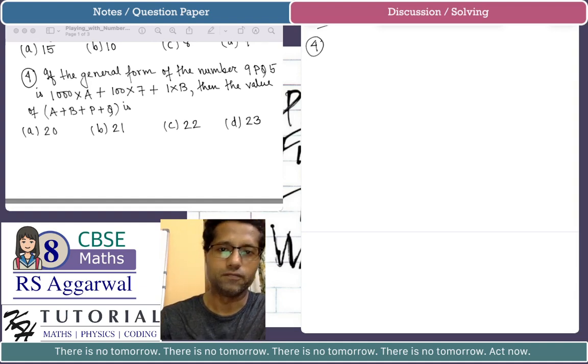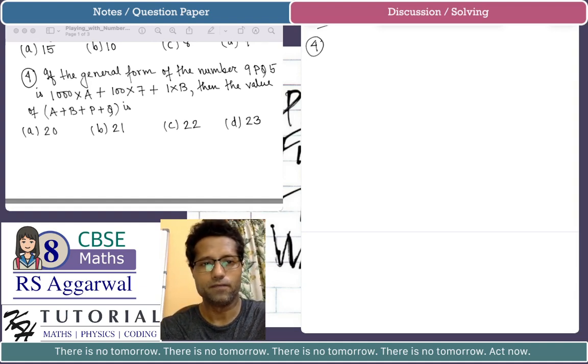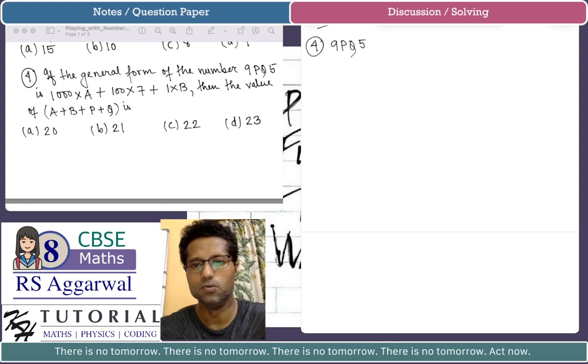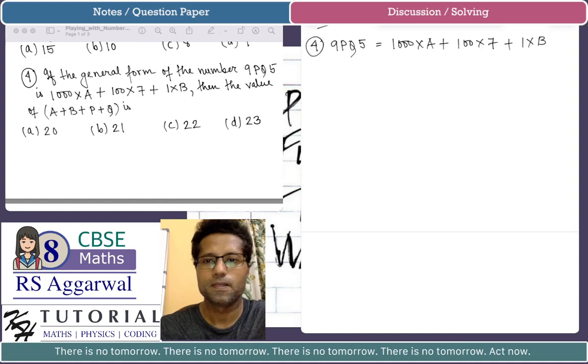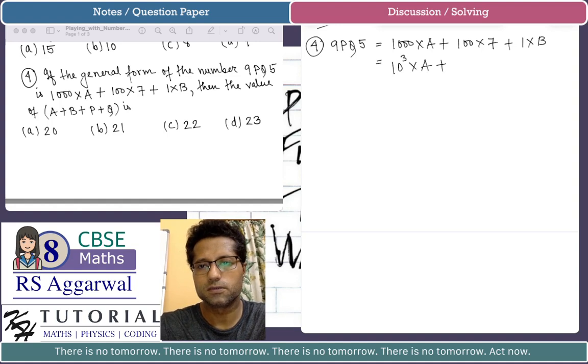If the general form of the number 9pq5 is given, the number in usual form is given as 9pq5. So there are two unknown digits p and q, and it is a 4-digit number. Its general form is given as 1000 into A plus 100 into 7 plus 1 into B. So this is basically 10 cube into A plus 10 square into 7 plus 10 to the power 0 into B.